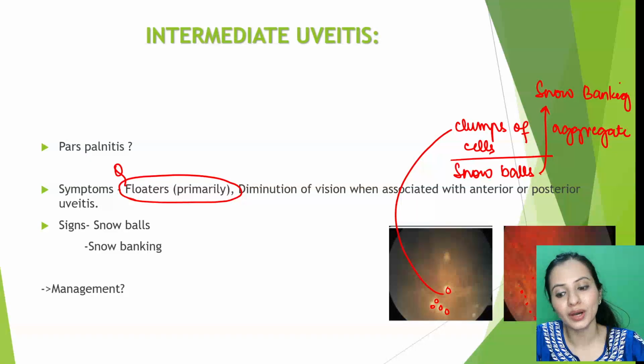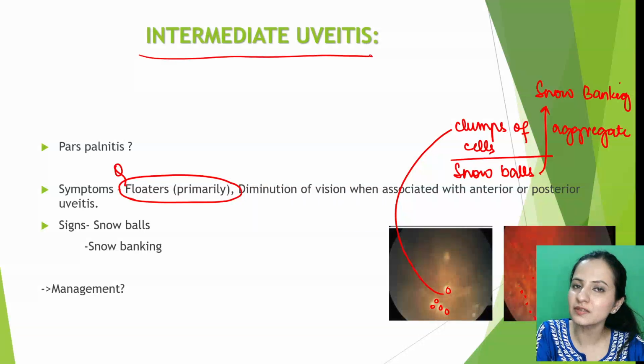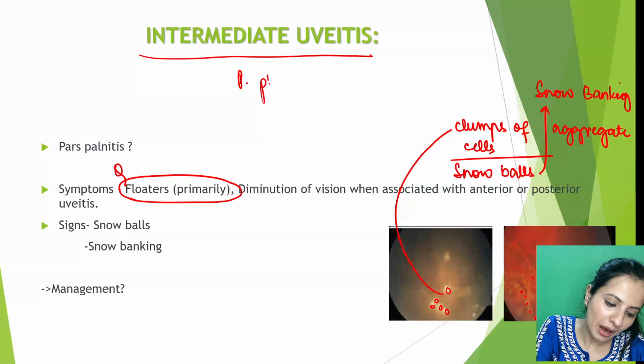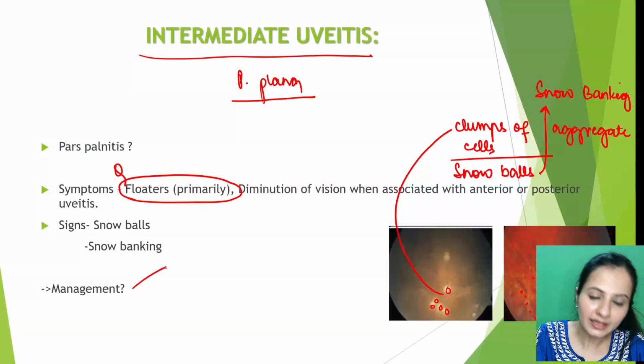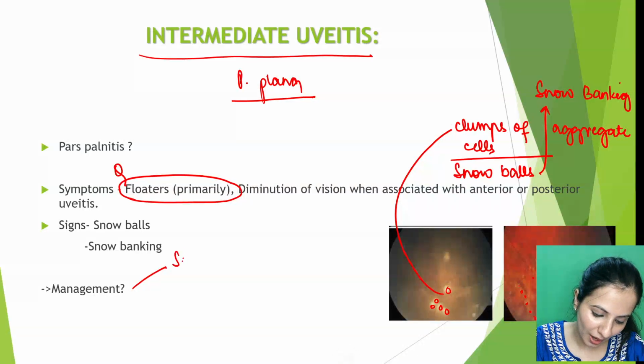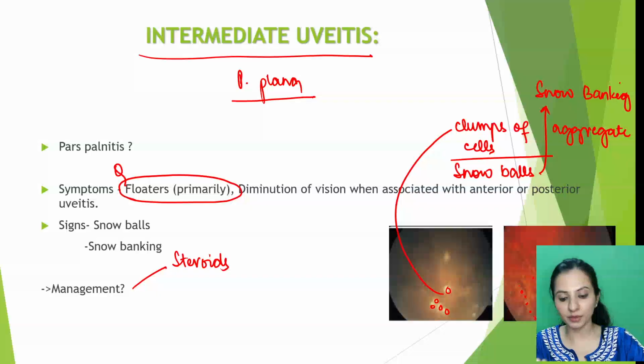So this is what you call as snow banking. Management of intermediate uveitis: we know inflammation is in the pars plana. What will we do? Since it is an itis, you have to give steroids. Now, what are the possible routes through which you can give steroids?